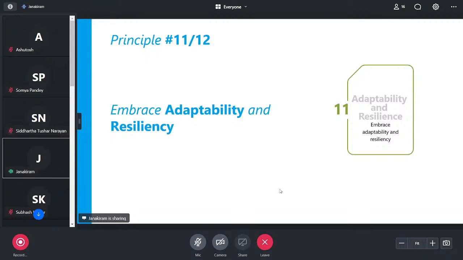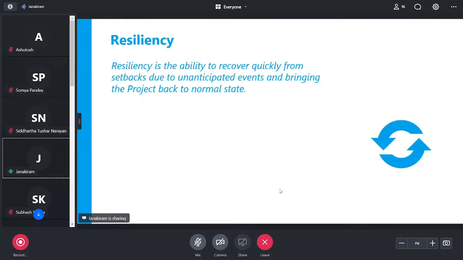The 11th principle is embrace adaptability and resiliency. As I told, resiliency is the ability for a project to recover from failure. Adaptability is self-explainable. So resiliency is the ability to recover quickly from setbacks due to unanticipated events and bringing the project back to normal state. And we as project managers are probably very familiar with it.